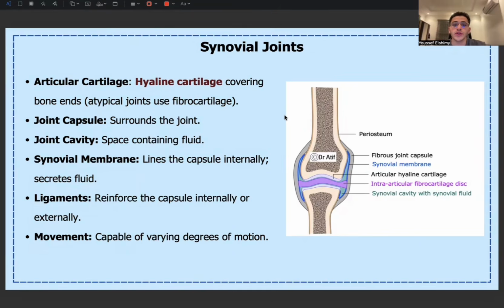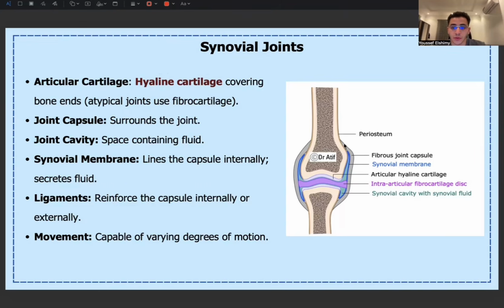Okay, so moving on to synovial joints, and we mentioned that the synovial joints are the freely movable joints. In order to form a synovial joint, we need certain characteristics. First, starting with the articular cartilage, or the cartilage that lines the articulating surfaces of the bones. The type of cartilage is hyaline cartilage. It is found in most, if not all, synovial joints. Some atypical joints use fibrocartilage, but you have to know that synovial joints are lined by hyaline cartilage.